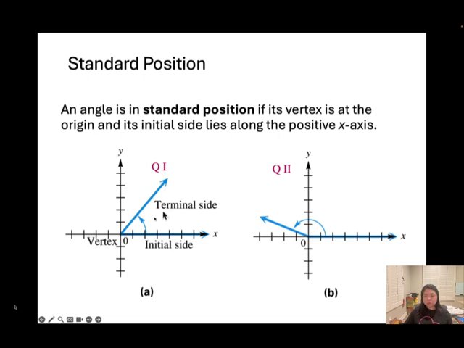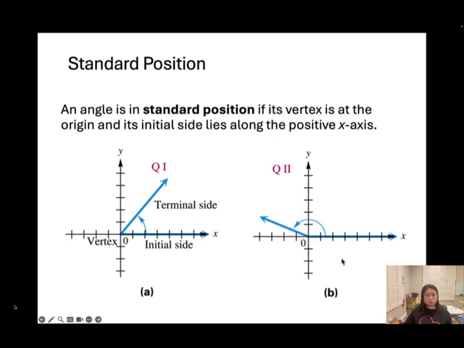And if your terminal side is lying on here, we call this quadrant 1 and quadrant 2, just like here. Terminal side here, so quadrant 2. And if your terminal side is in here, that will be quadrant 3 and quadrant 4. Okay, 1, 2, 3, 4.